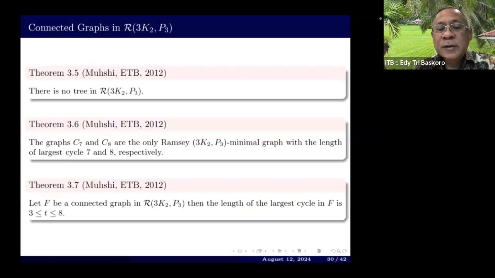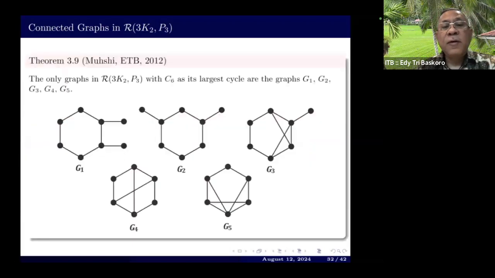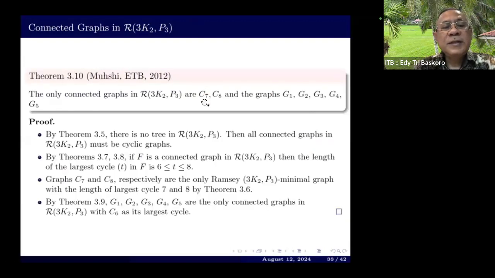And the circumference is at least 3 and at most 8. But no graph has circumference 3, 4, or 5. And for circumference 6, we have 5 graphs pictured in this figure. Therefore, these are all the connected Ramsey 3K2, P3 minimal graphs.